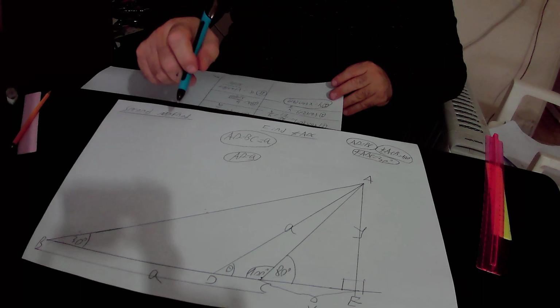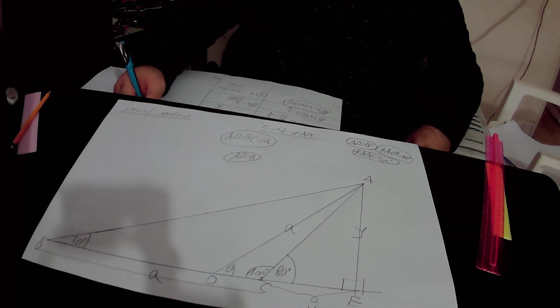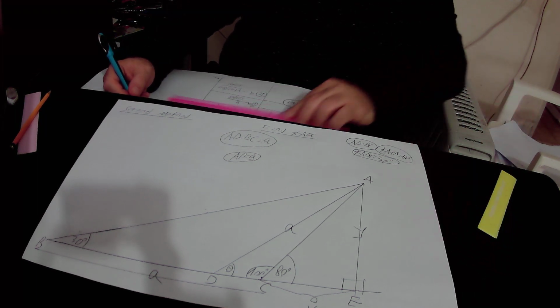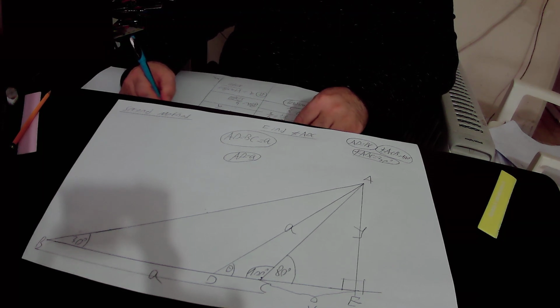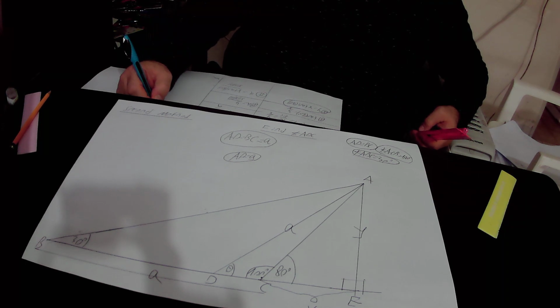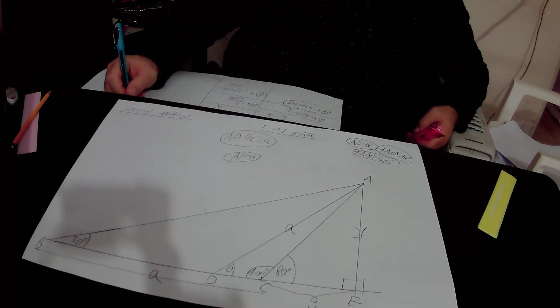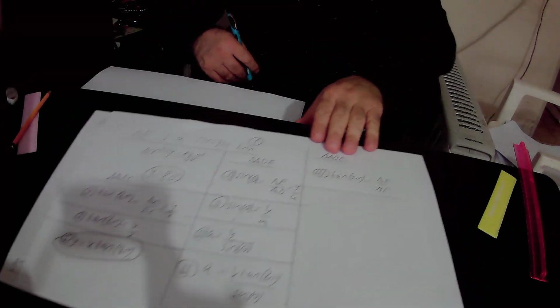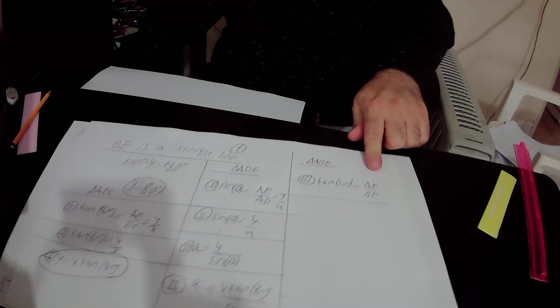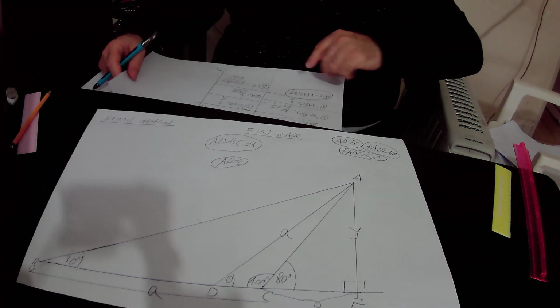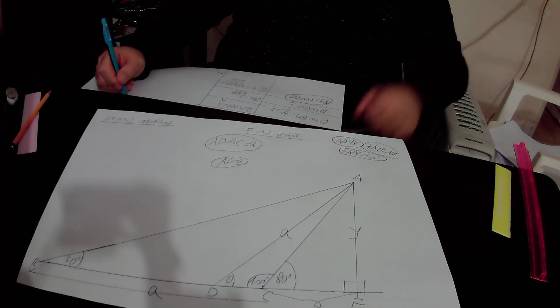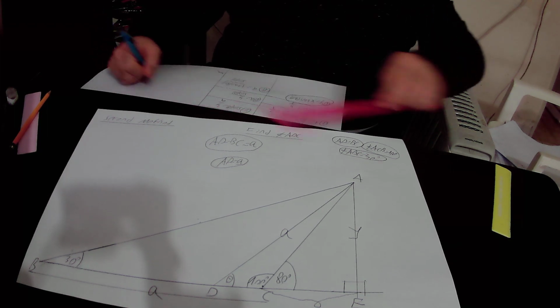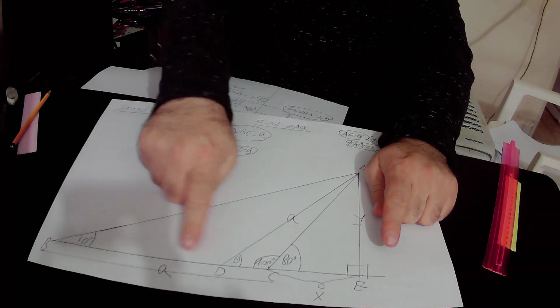In the next step, we will focus on triangle ABE. On the right triangle, triangle ABE, we know that tangent 30 degrees equals AE over BE. I repeat again, in the right triangle ABE, tangent 30 degrees equals AE over BE. But according to our definition, AE equals Y, and BE equals A plus X.